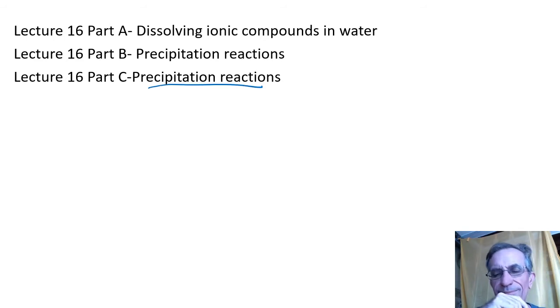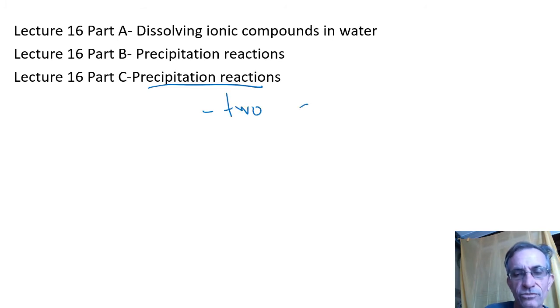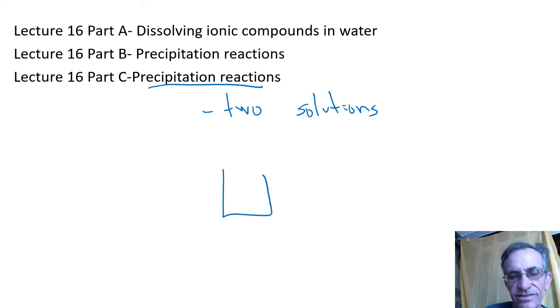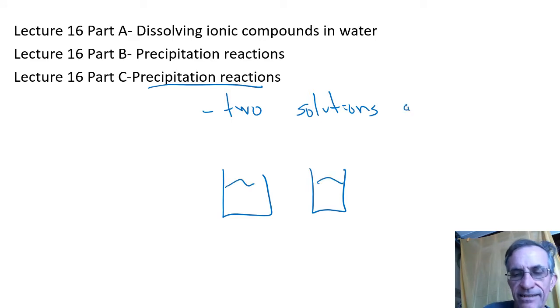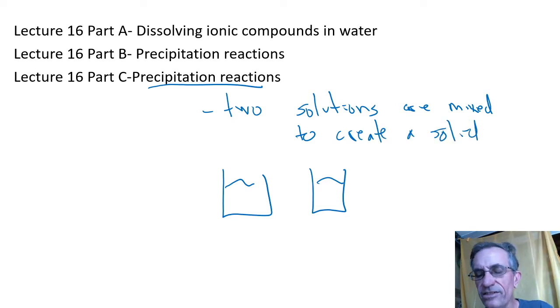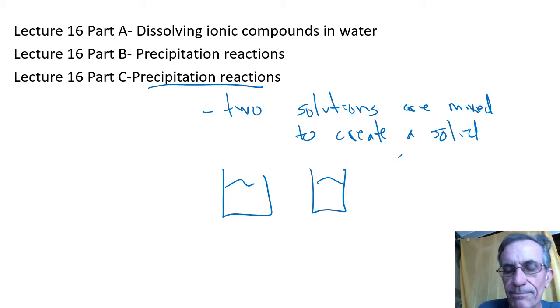So, really what that means is it's a reaction where two solutions, so when I say two solutions, that's like two containers that have stuff dissolved in them, like in water. Two solutions are mixed, and when they're mixed, they create a solid. Now, in chemistry land, when we say we make a solid like this, that solid is called a precipitate. A precipitate.